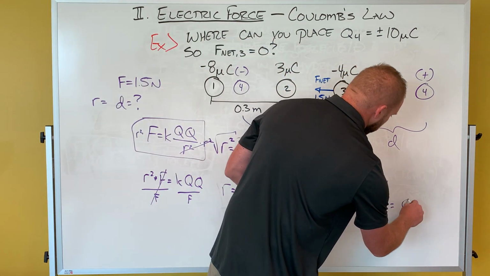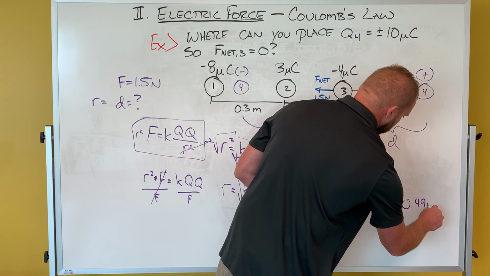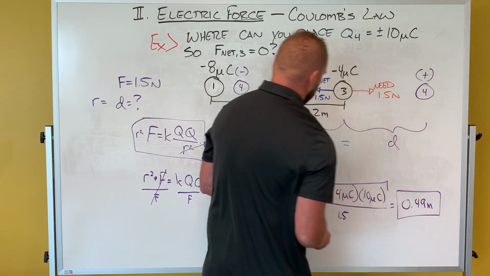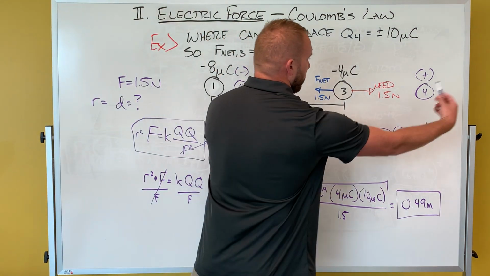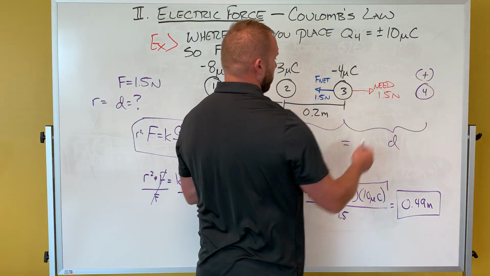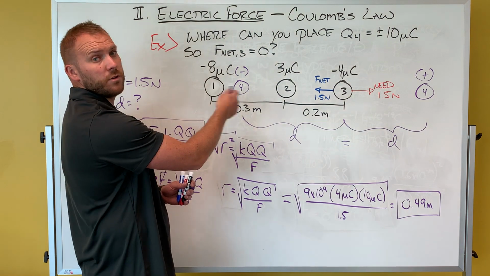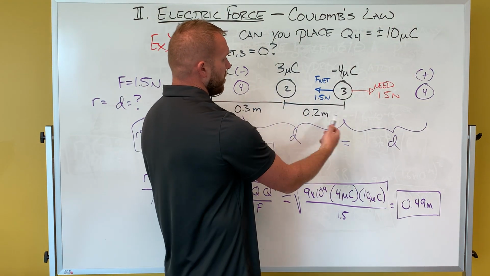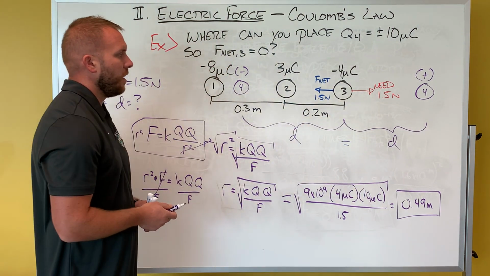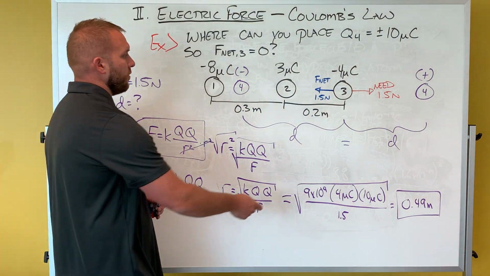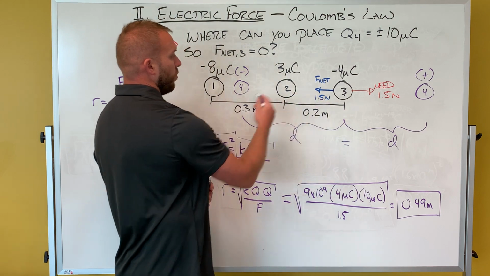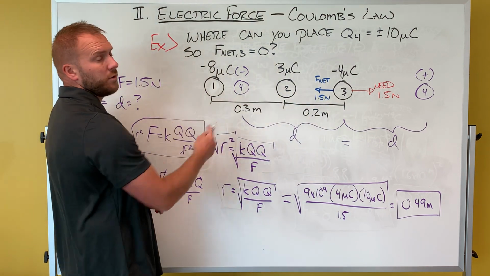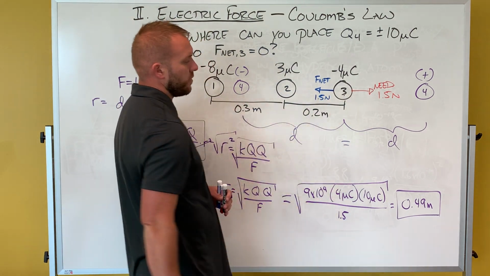Then we get 0.49 meters. Okay? So either way, we could be 0.49 meters this way if we had a positive charge, or 0.49 meters to the left if we had a negative charge. Either one of those is going to produce a 1.5 newton force on charge 3, canceling out this additional 1.5 newton force from charges 1 and 2, and so our net force on charge 3 would be 0.